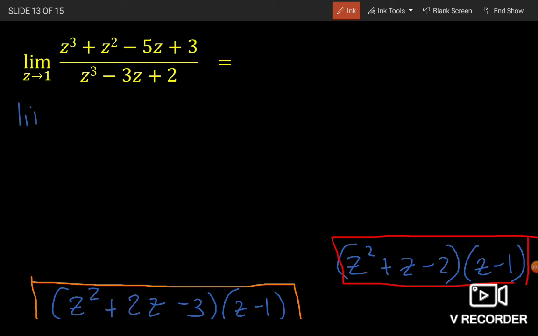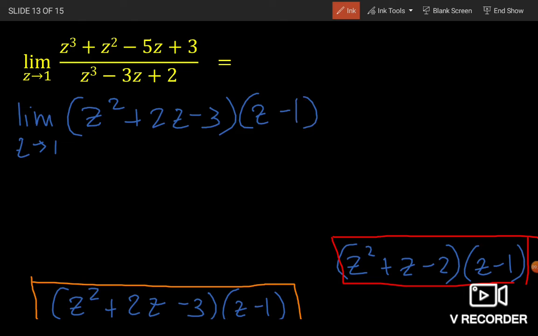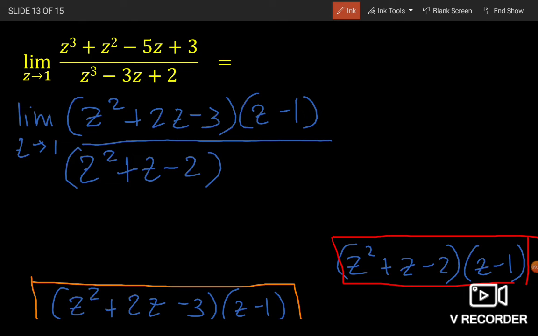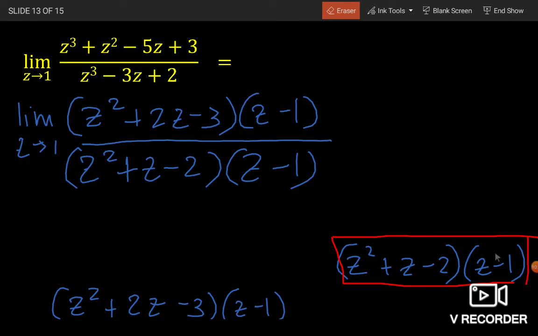Let me just try writing limit as z approaches 1. The numerator now is the one in the orange box. This is equal to z squared plus 2z minus 3 multiplied by z minus 1. This is now the numerator, divided by the denominator, which is z squared plus z minus 2 multiplied by z minus 1.